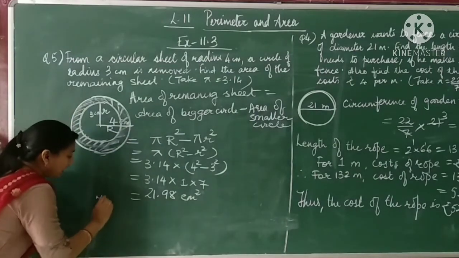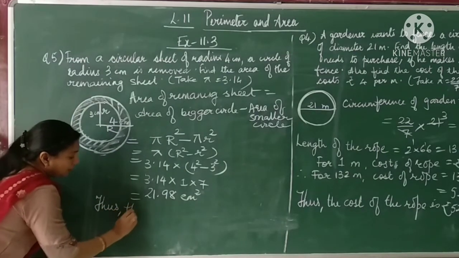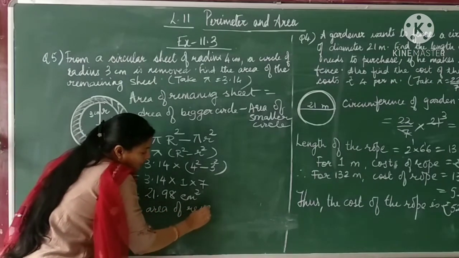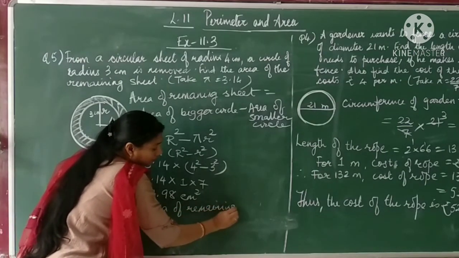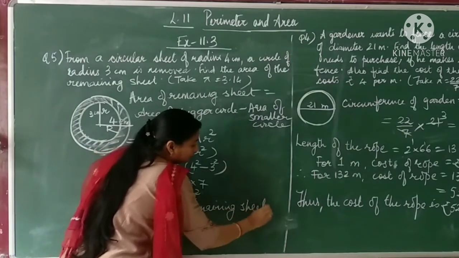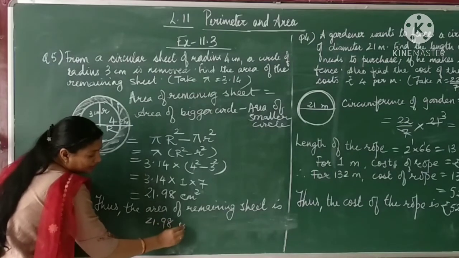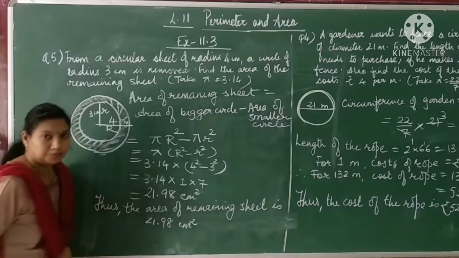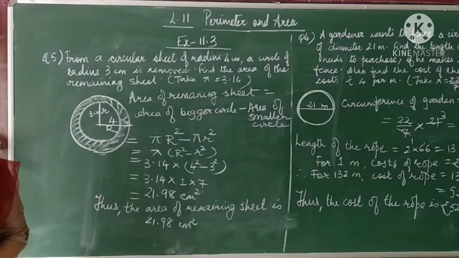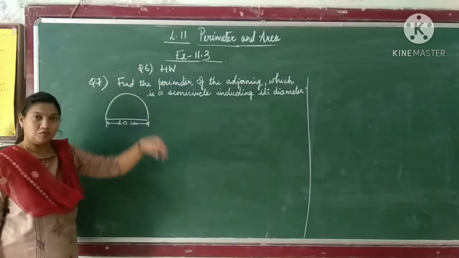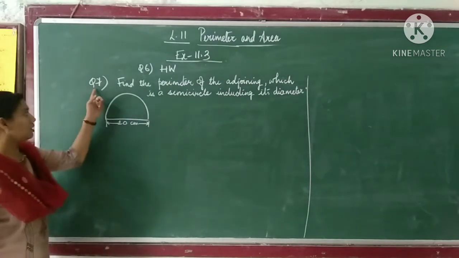Final answer you have to write for the word problem. Thus the area of the remaining sheet is 21.98 centimeter square. Write down this in your notebook. Now question 6 I am giving you as homework. Write it out yourself.